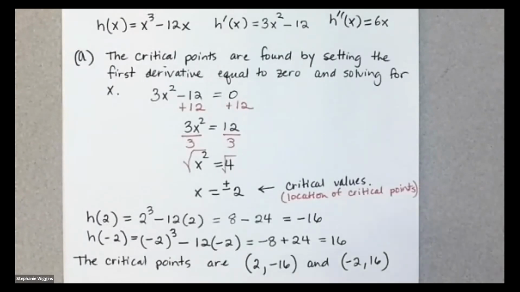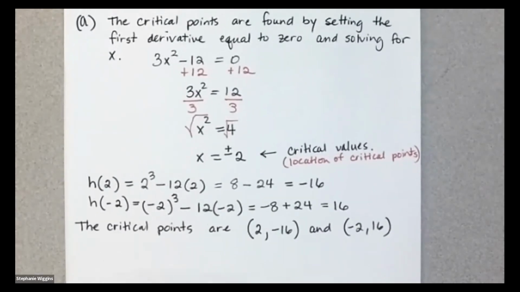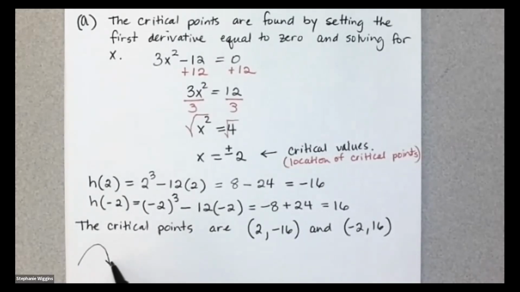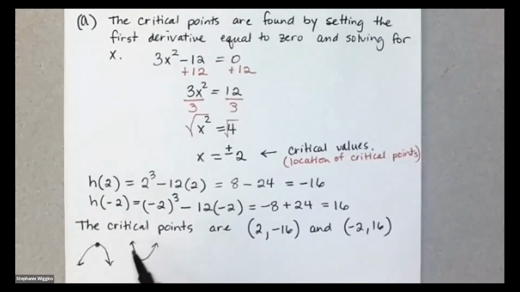We found the critical points, and now we need to decide, are these locations of relative maximums, minimums, or neither? Okay, that was the second part of part A. So that's what I'm going to do now. In order to determine if something is a maximum or minimum, all I need to know is, is it concave up or concave down? So if it's concave down, there's a maximum there. And if it's concave up, there's a minimum. So we're going to use the second derivative.